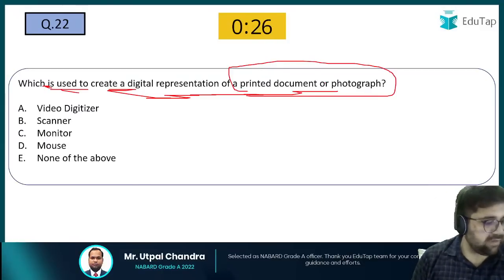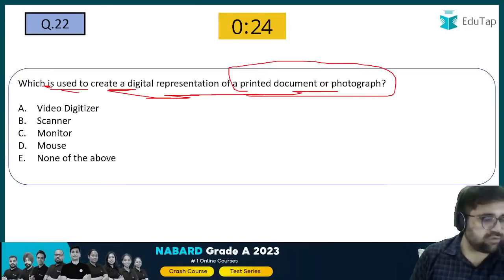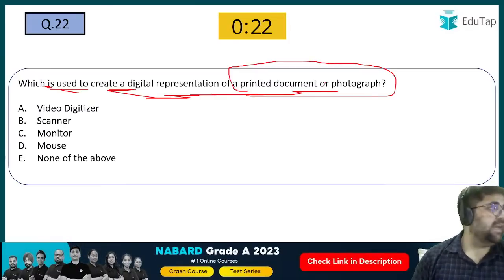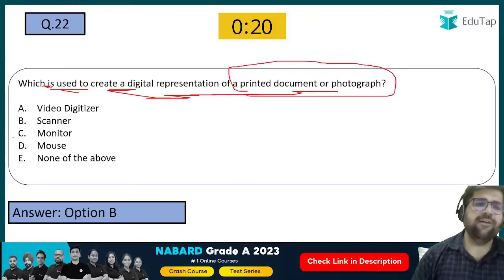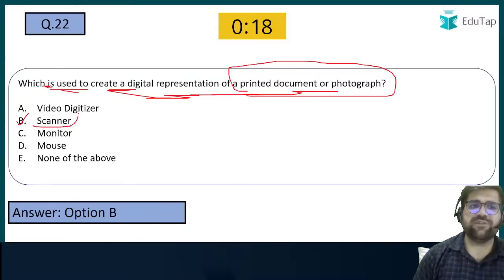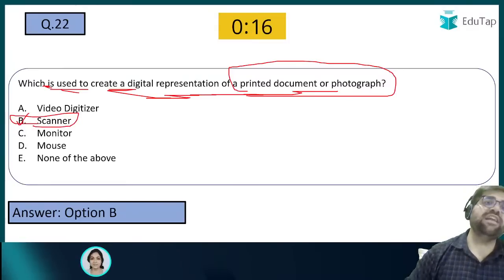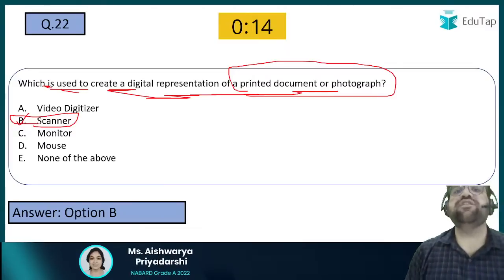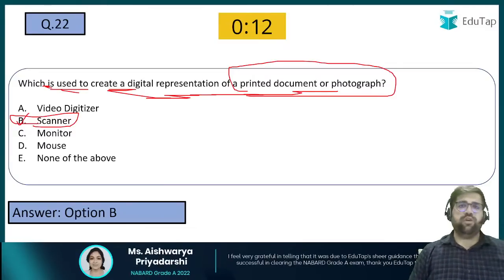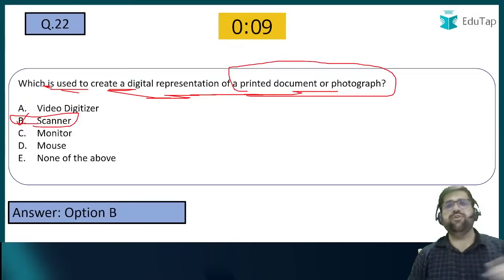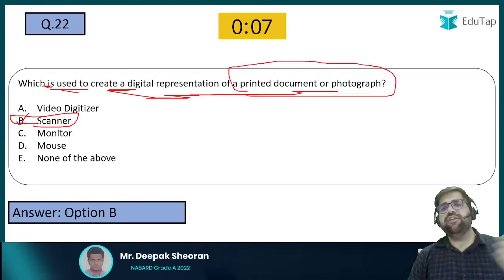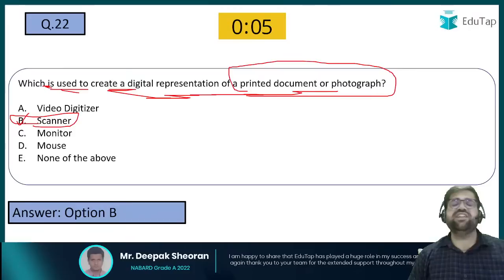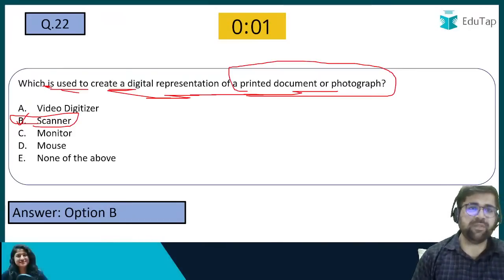How many of you agree with Jaken? Now Mohit is also going with option B. Yes, the correct answer here will be option B only. One of the easiest things which you could have asked for. Scanner is something which will create a digital representation of a printed document or a photograph. Very easy to understand. All you need to do is just scan the documents and you will get a digital representation of a printed document or a photograph. Okay.